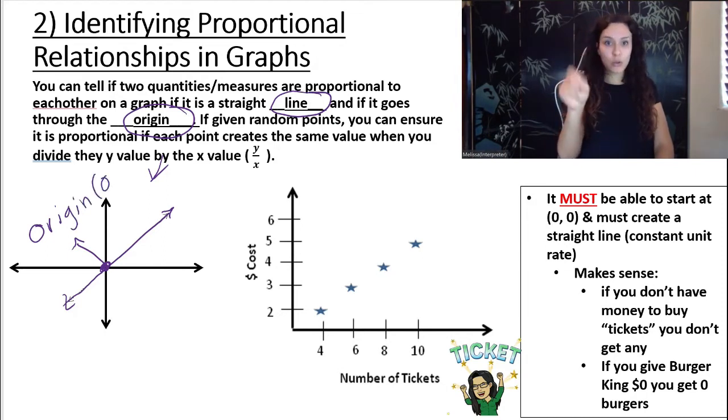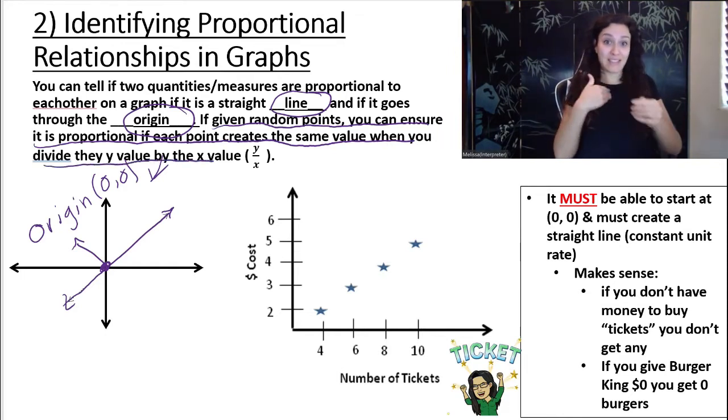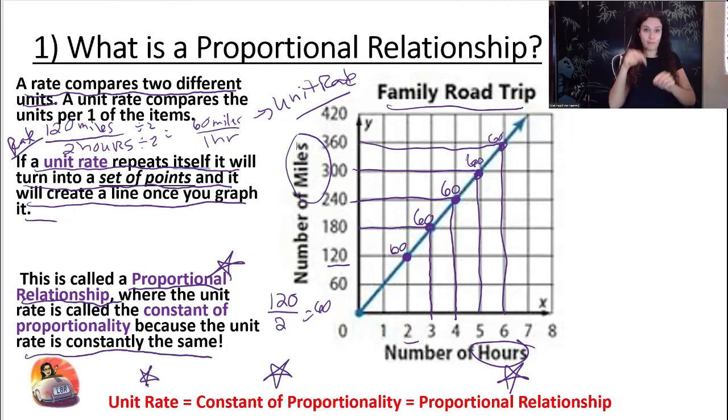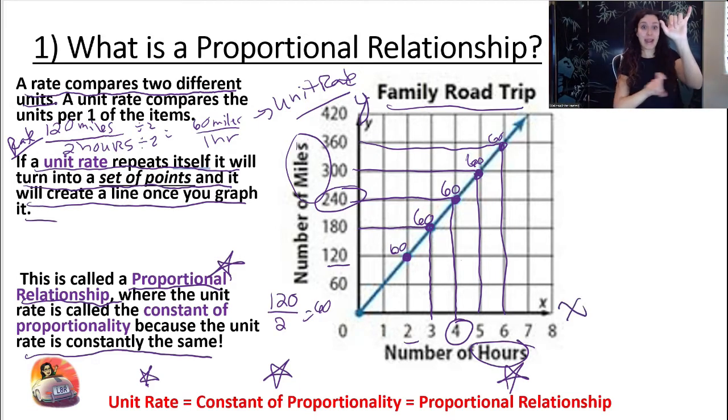which is 0, 0. But if given random points, you can ensure it is proportional if each point creates the same value when you divide the y value by the x value. So if I look back at the previous slide, we did the y values over the x values. This is my y-axis and this is my x-axis. So that's what we were doing, dividing the y's, so like 120, over the x, which is 2.